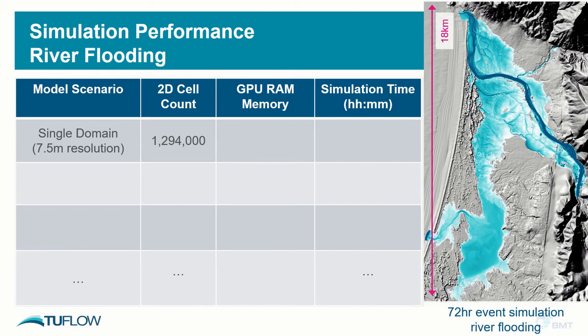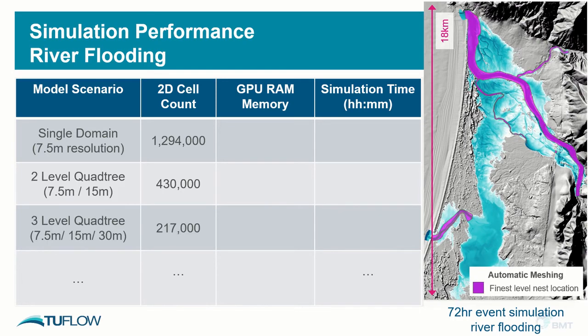The second benchmark I wanted to show you is a fluvial assessment. We have river flooding, the water levels in the river rise, break out of bank and then flow into the floodplain. The catchment is 18 kilometres long, also 10 kilometres wide, and the event was a 72-hour flood. At a 7.5 metre resolution, this model had 1.3 million cells.